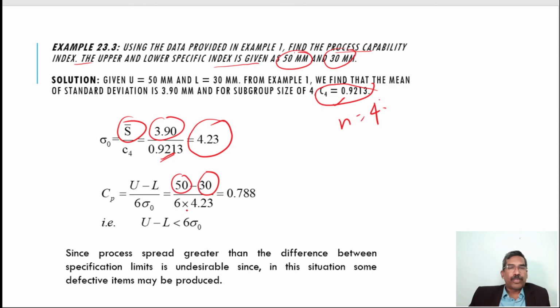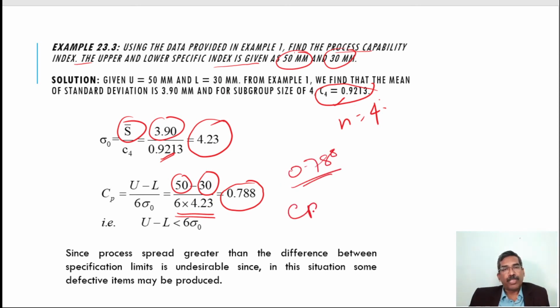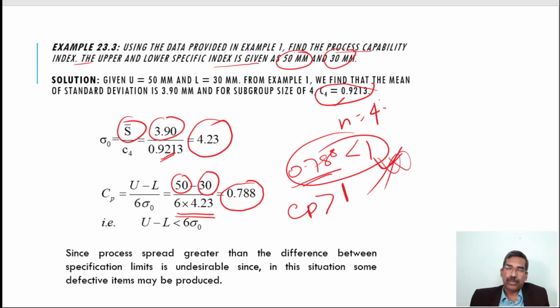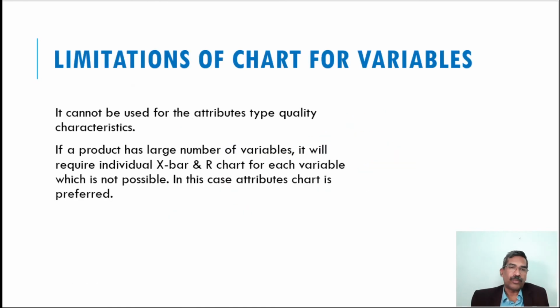Now we can put the value of 6 sigma 0 in the denominator, and we find the value of Cp is equal to 0.788. But Cp must be greater than 1, and this is less than 1. So this is not desirable. We should check the process to improve the system.